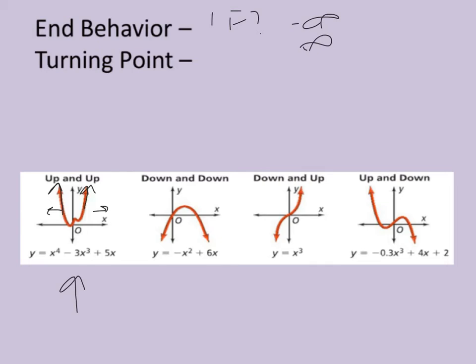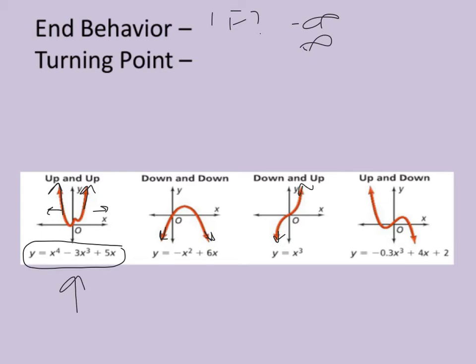Here's down and down. And again, this is an example of the equation that would follow that. So on down and down, that means both arrows are pointing down. Down and up. That means on the left-hand side, it's pointing down, and on the right-hand side, it's pointing up, and up and down.